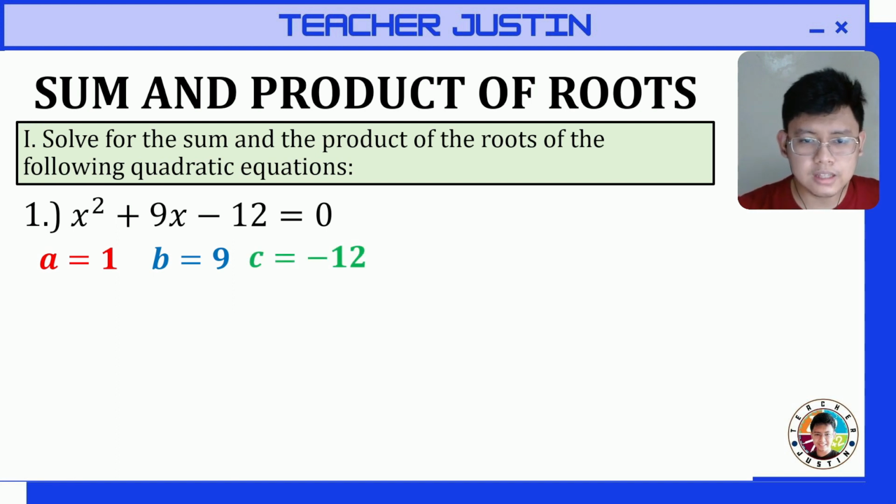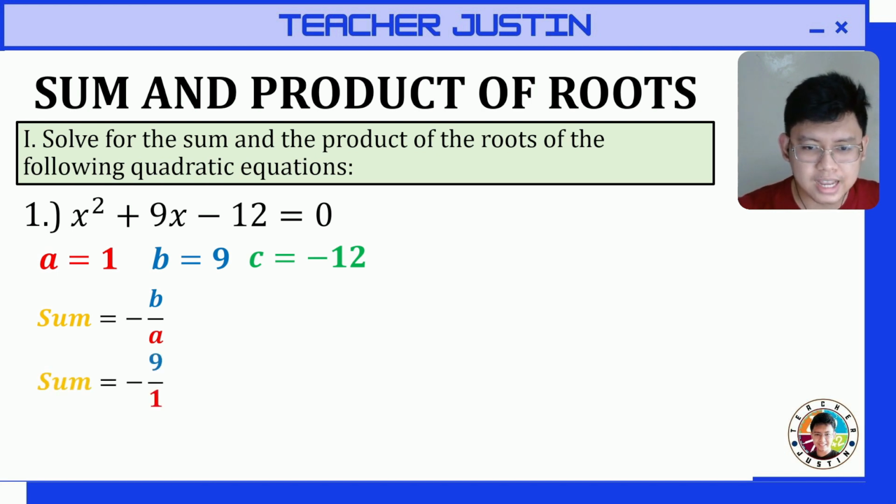So, after getting the values of a, b, and c, let's find the sum and product of our roots. So, yung formula natin for sum is equal to negative b over a. So, substitute lang natin, negative 9 over 1. So, simplify, negative 9 divided by 1, that will give us negative 9. So, yan na yung sum ng roots ng ating quadratic equation.